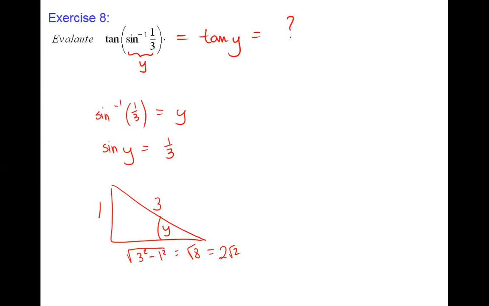Now I have all of the sides, and who can tell me the final answer? Now we need tangent of y. What's the ratio for tangent in the right triangle, having all of the sides? Tangent is which one? Opposite, adjacent, hypotenuse. Which sides? It's opposite over adjacent. We can write it this way.